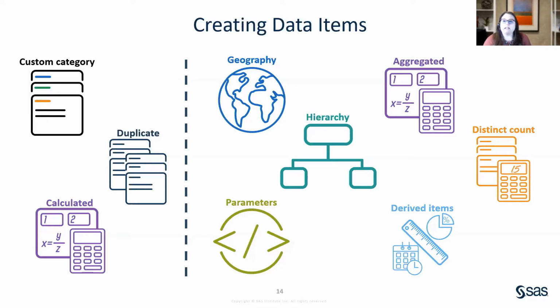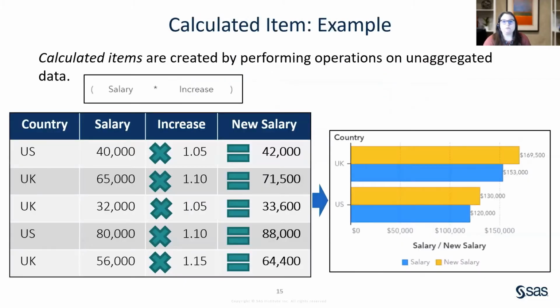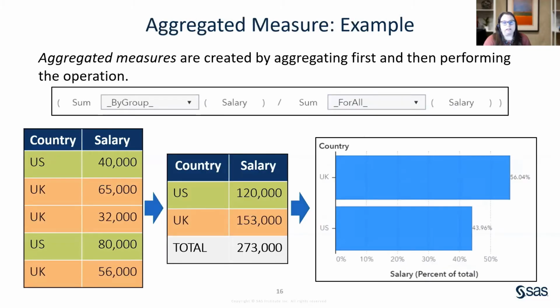We can do aggregated data items, so that's a calculated data item, but it's a little different because this is going to sum up the data before the calculation. So our calculated data items by default would be observation by observation. So we have salary times increase, and every single record is going to go through that calculation and the new value will be written out. Aggregated measures mean that we're going to do some summing, some by group processing first. So we'll sum it up by the country and then do the calculation.